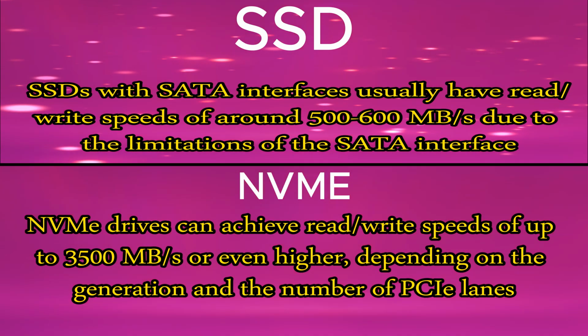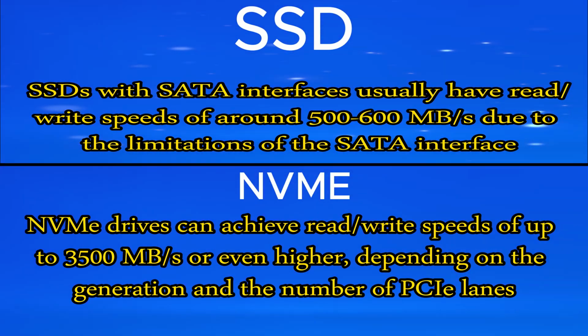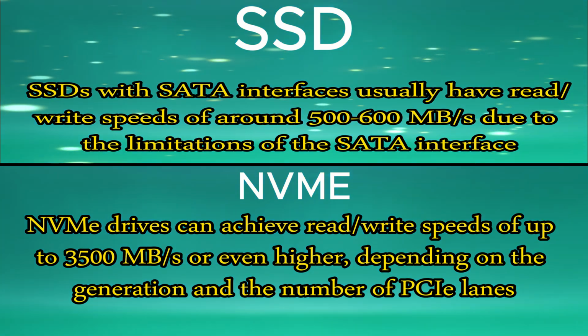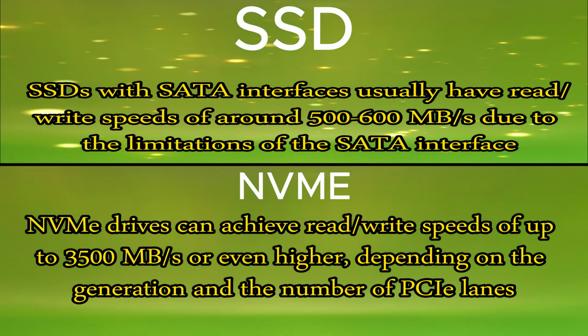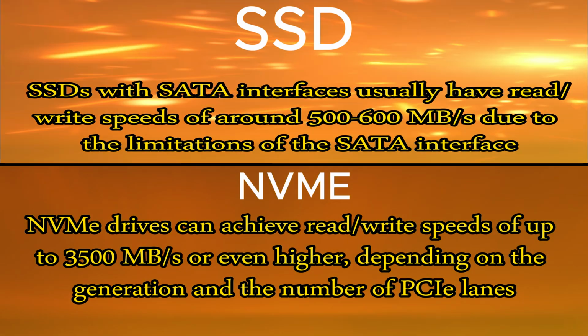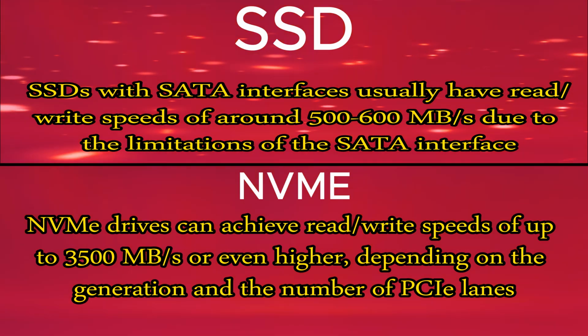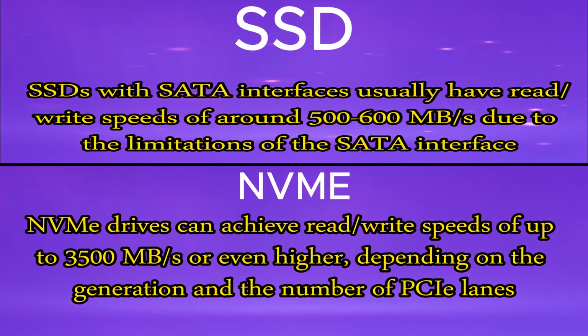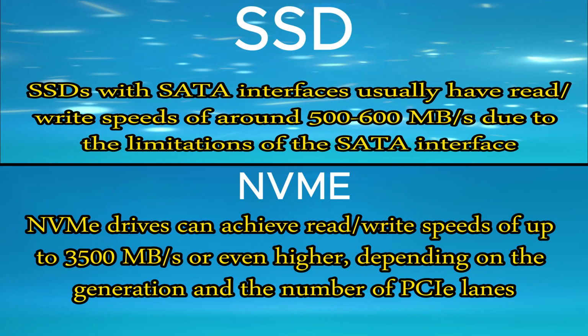2. Speed and performance. SSD, SATA. SSDs with SATA interfaces usually have read-write speeds of around 500 to 600 megabytes per second due to the limitations of the SATA interface. They have higher latency compared to NVMe, meaning slower data access times.